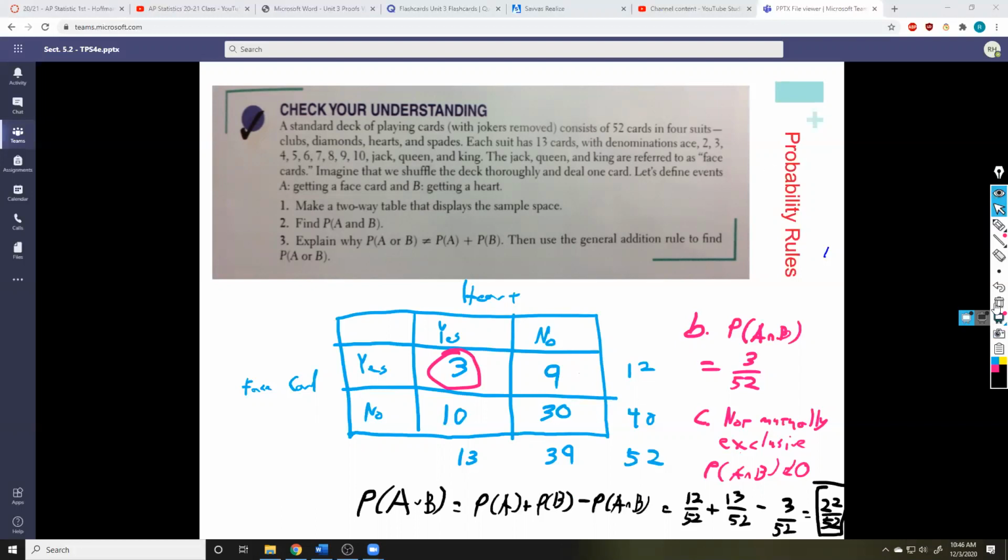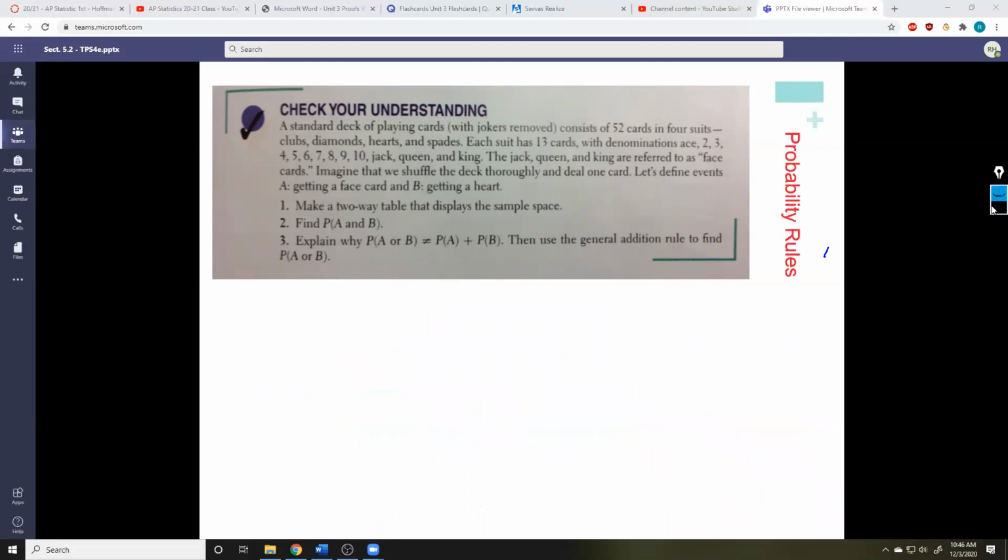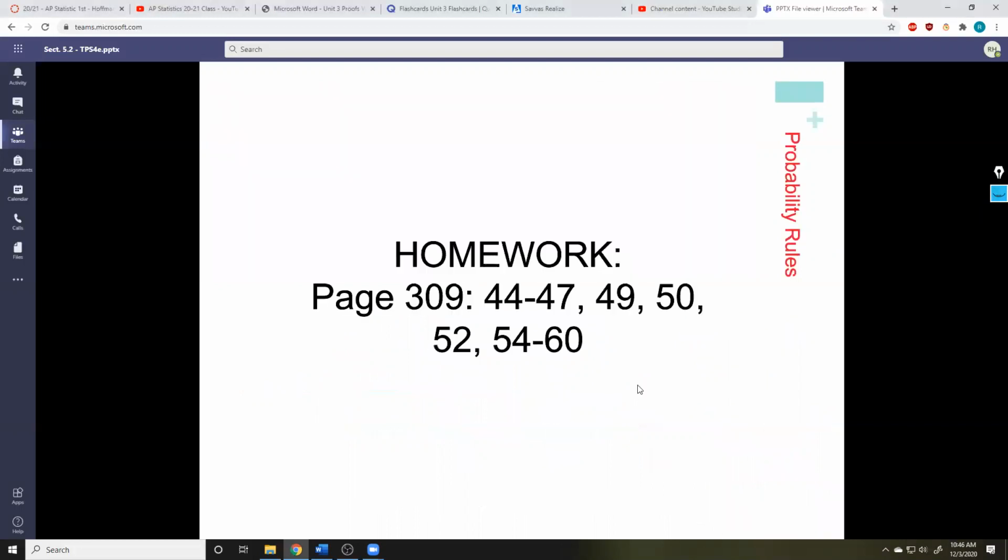I will give you a homework assignment so that you can have something to start working on today and tomorrow. Remember, tomorrow we're doing simulations.